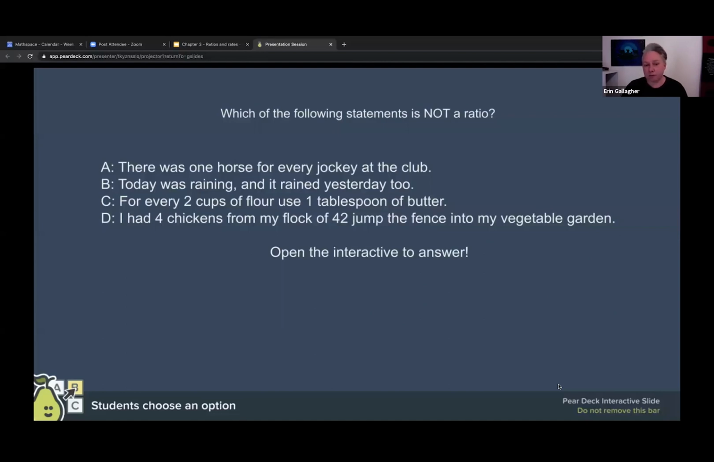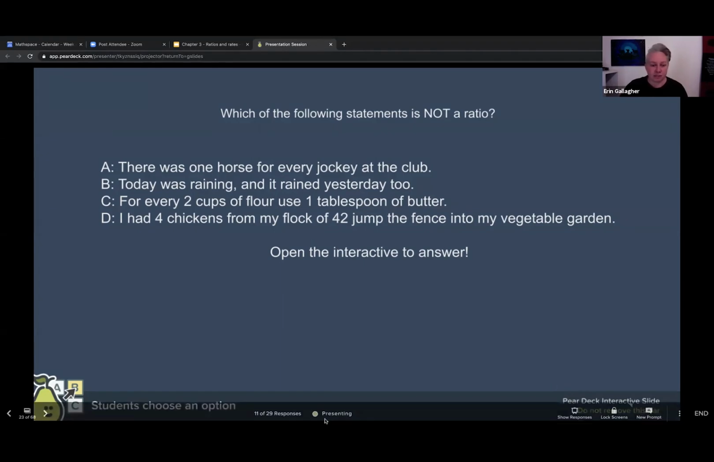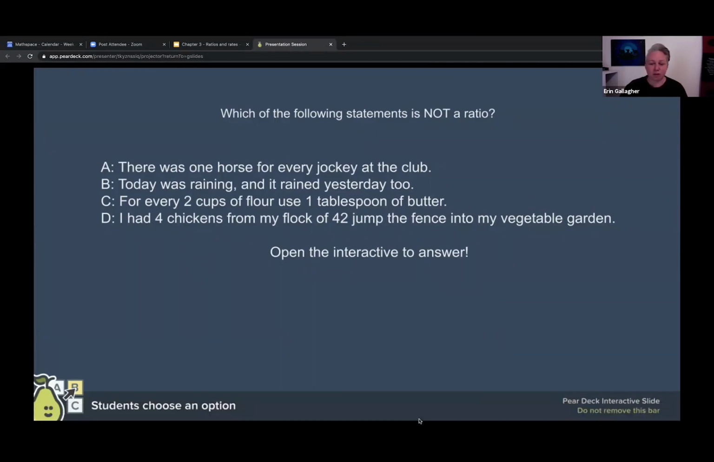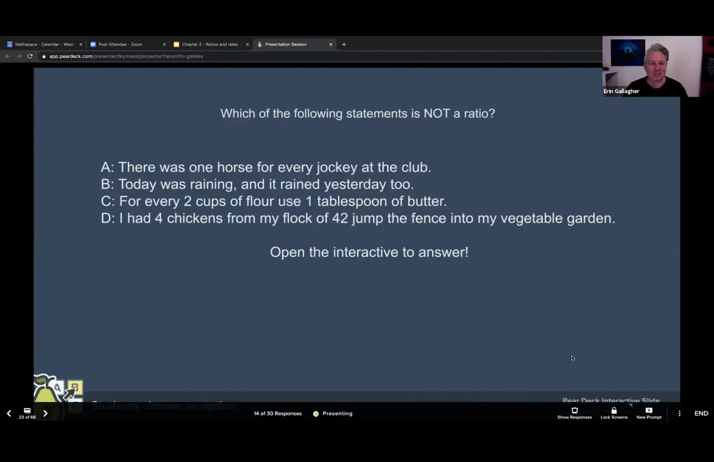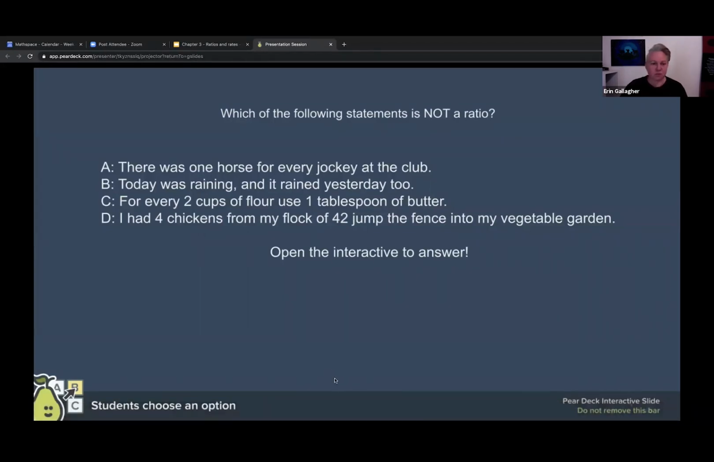Remembering that when we're talking about ratios, we want to compare or discuss the relationship between two quantities. So that's the key thing about ratios. We want to be able to describe the relationship. Just check, we've got about 11 responses in. Just wait a bit longer before I put the answers up on the screen. I don't want to influence your thoughts first. So which one is not a ratio? Just waiting on a few more responses.